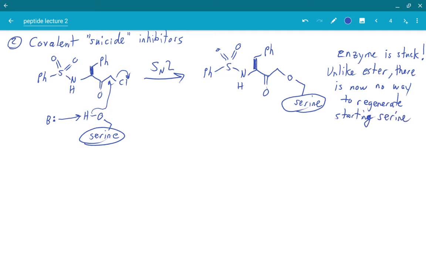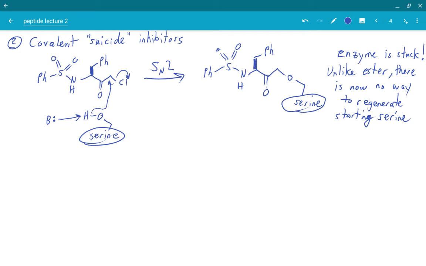Right, so this is not electrophilic anymore. It's just simply an ether. And O- is a lousy leaving group. And so now we are completely stuck on the substrate. And if this serine can't regenerate its OH, there's no way it can continue to do its job. And so this enzyme can sit in your body forever, but it has no way to actually do the chemistry.